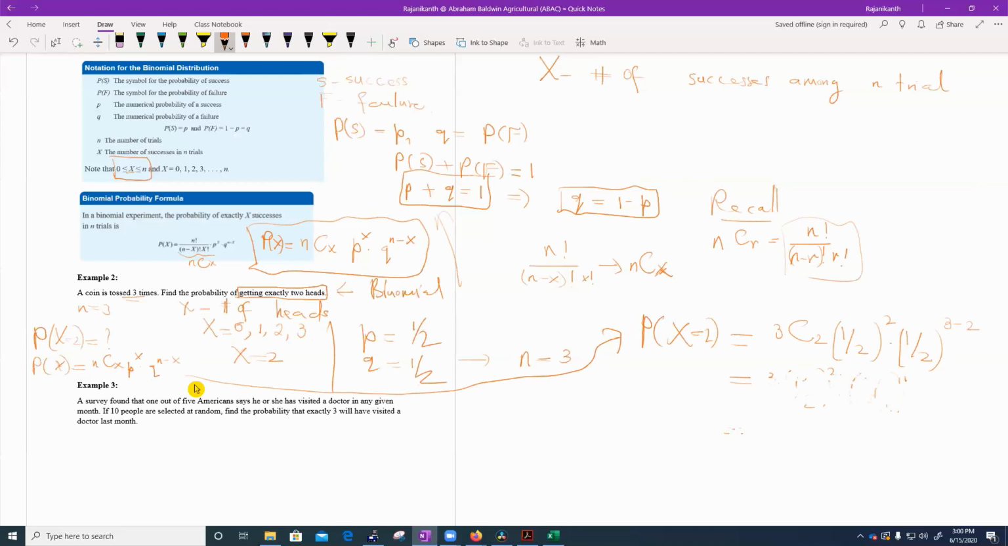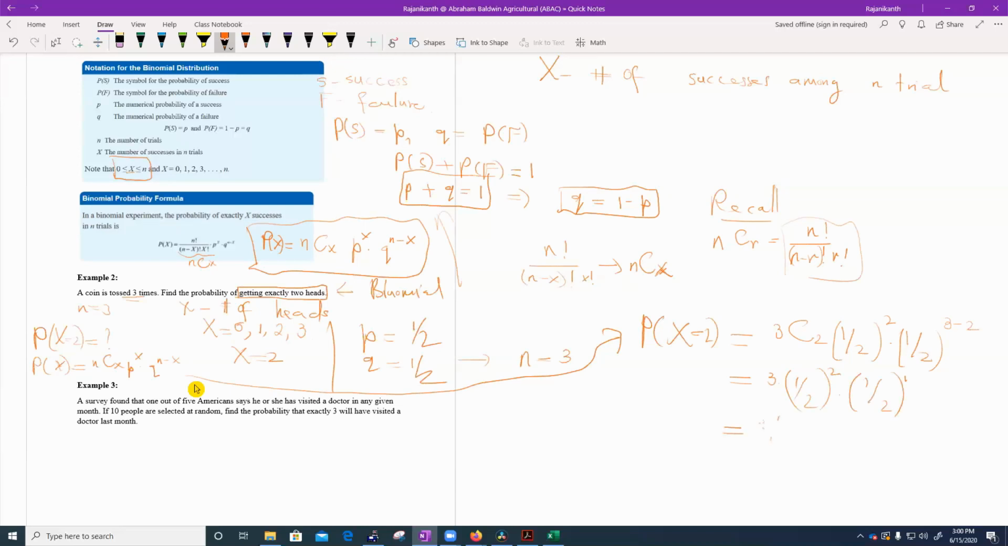One half squared is one half times one half, which is 1/4. Here I already have another 1/2, so 1/4 times 1/2 is 1/8. So 1/8 times 3 is 3/8.